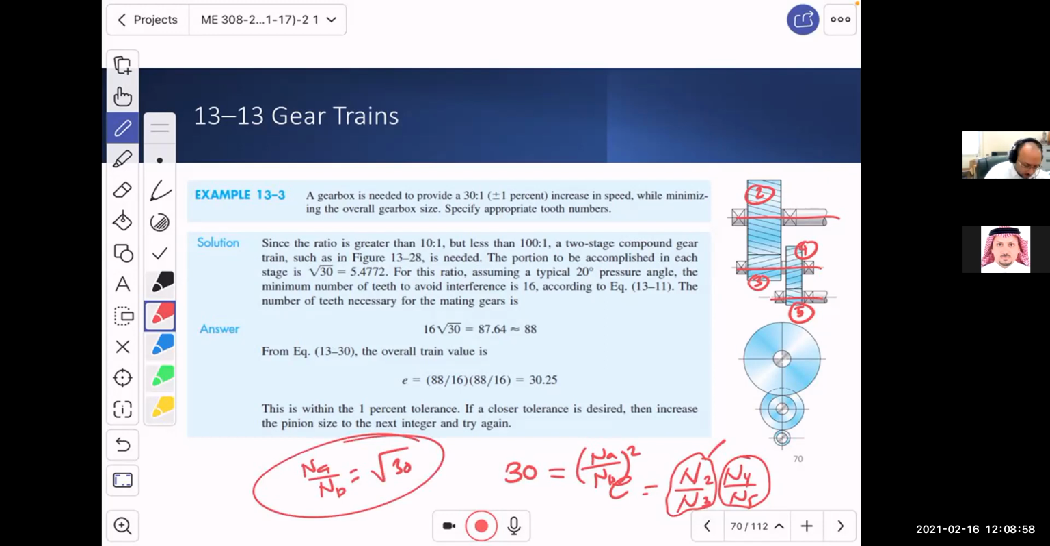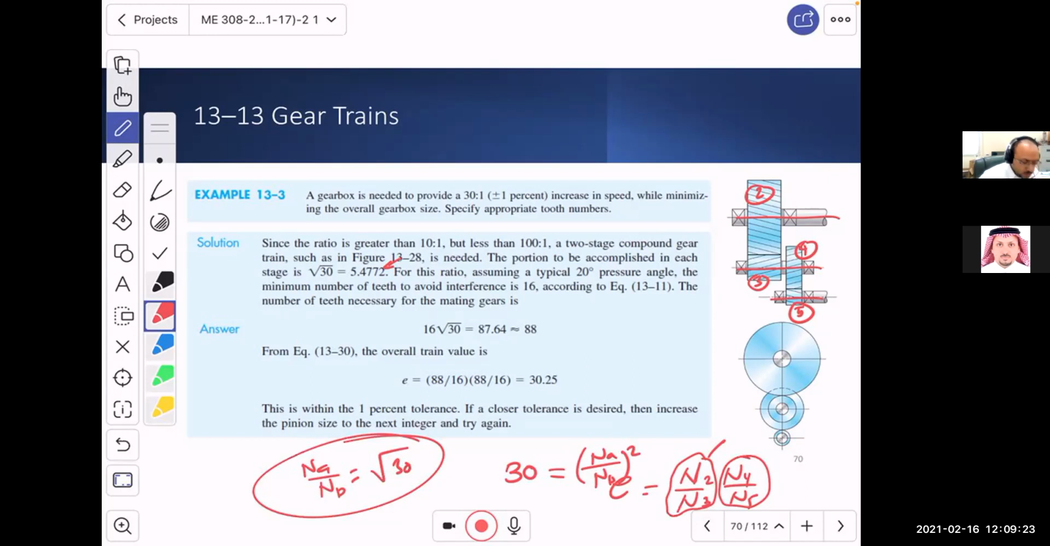And then when you get the square root of 30, you get how much? You get 5.47. So you can say, okay, I am right there. I need a ratio of nearly 5 for each one, and then I will be near the 30-to-1 gear ratio. You understand? So this is just playing around.